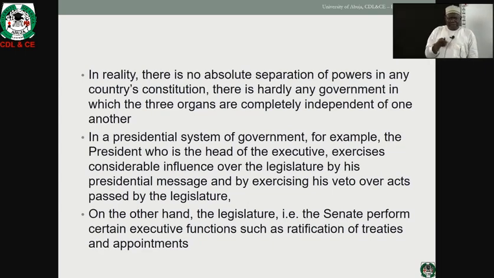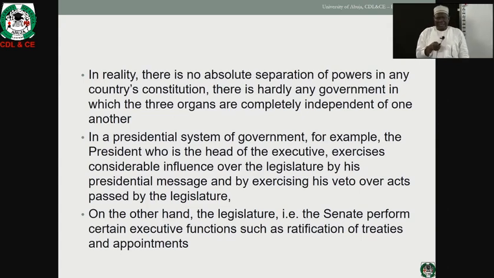For example, in the presidential system of government, you will see that there is need for that harmony, that coordination among the three arms of government. The president is the head of the executive in the presidential system, like Nigeria or America. The president sends names of appointees, as enshrined in the constitution, like ambassadors, ministers, high court judges, to the legislature. The legislature screens them to ensure that they live above board and are worthy of appointment.